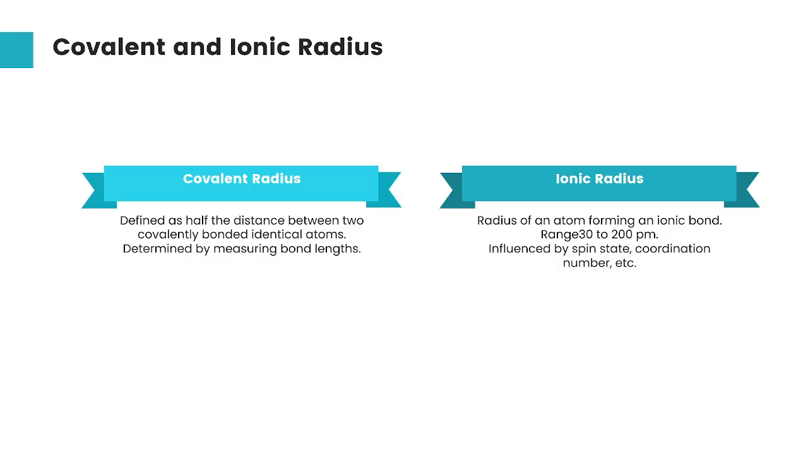Covalent and ionic radius. The covalent radius is defined as half the distance between two covalently bonded identical atoms, which is determined by measuring bond length. Ionic radius is the radius of an atom forming an ionic bond, ranging between 30 to 200 picometer, which is influenced by spin state, coordination number, etc.